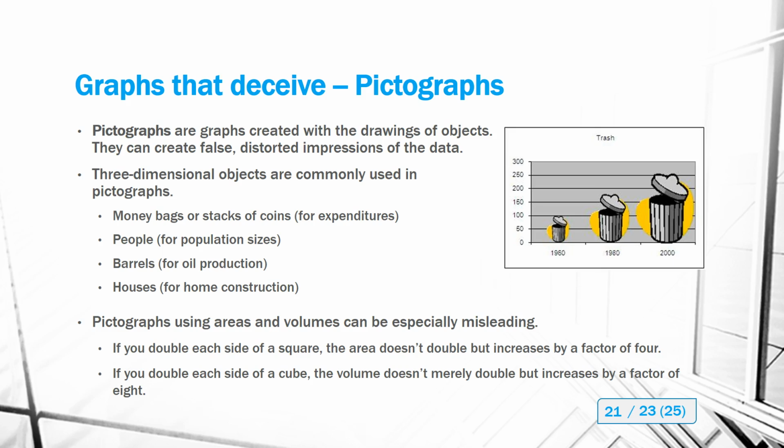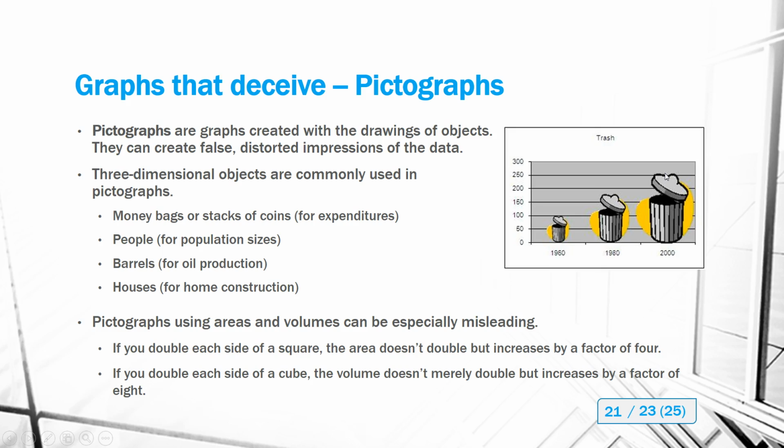But is the increase really all that much? We don't really know. The pictograph would seem to suggest that it is, because this trash can for 2000 is much larger than this trash can for 1980, which is much larger than this trash can for 1960. But where exactly are we marking the value? Is it here towards the top of the can? Is it here towards the top of the lid? I mean, if we use the top of the lid, then the values are 100, which goes to 175, which goes to 250.